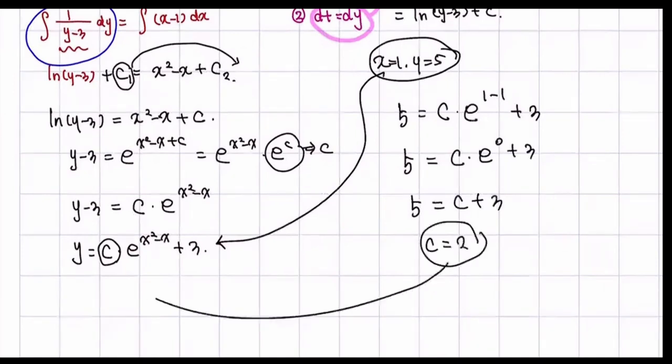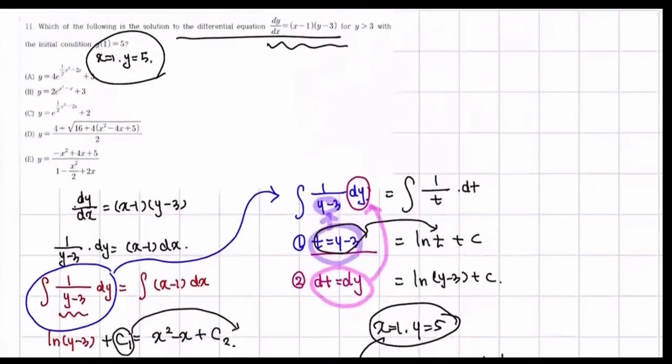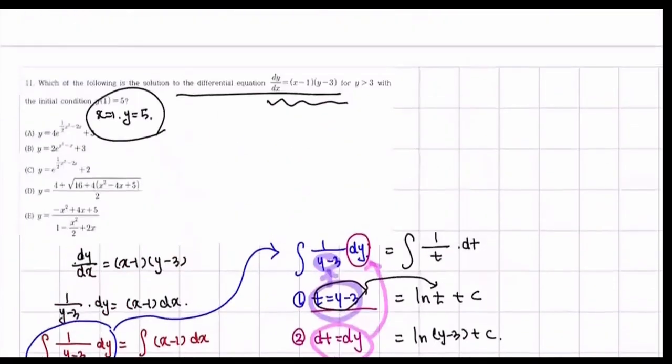Plug this value in again to this equation. Then the answer is y equals 2 times e to the power of x squared minus x plus 3. So this is the answer. The answer is B. Okay.